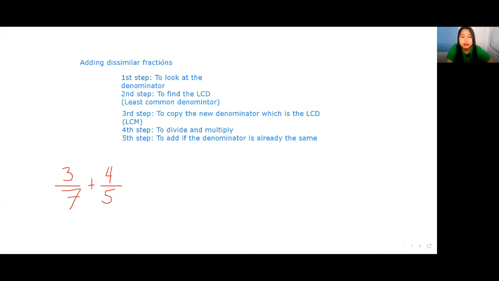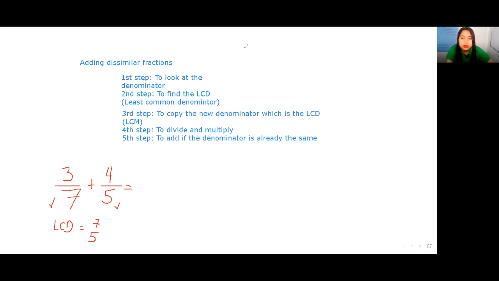Again, the first step is to look at the denominator. So what is our denominator? Okay, very good. So we have 7 and 5. Now that we know the denominators are 7 and 5, let's proceed to the second step, which is to find the LCD. So let's create a list. 7 and then 5.